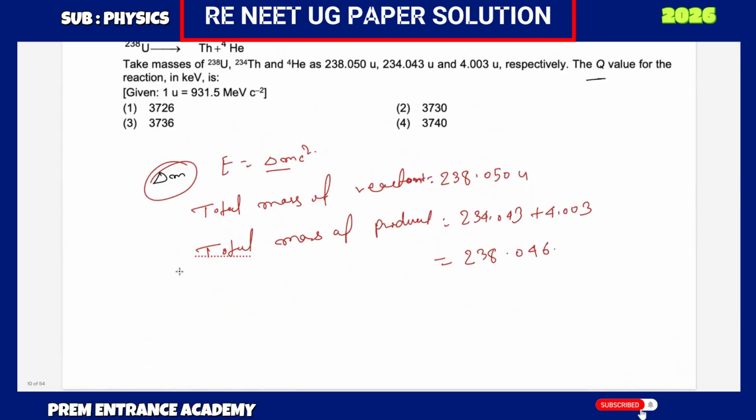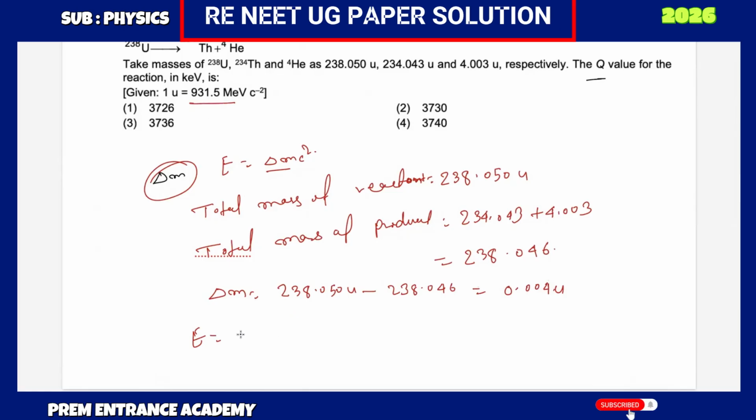So delta M will be reactant minus product. So 238.050 U minus 238.046. That will be 0.004. So E equal to, after applying this formula, since this is in U, so U and C square, all these values are converted into this much format already given in your question.